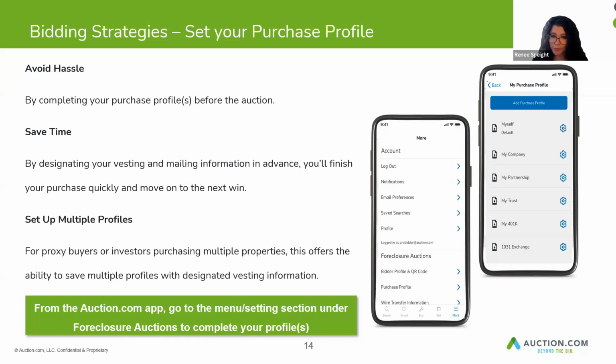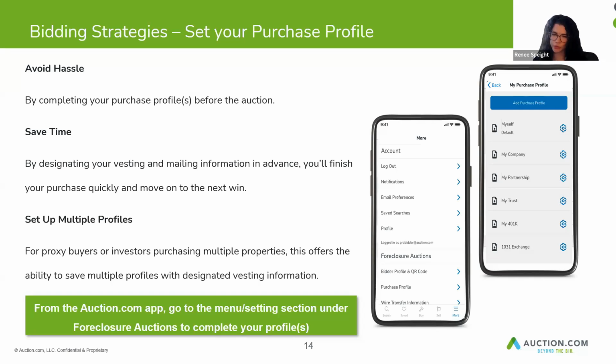Once you've zeroed in on the properties you're interested in, you've saved them, you've completed your due diligence, you've done everything exactly as Renee told you to do, the next step is to set up your purchase profile. So this step is essential because it tells us how you want your vesting or ownership. This information will need to be handled before the auction. So you'll need to decide who's going to own this property. Will it be under your name, company, a partnership, maybe a trust?